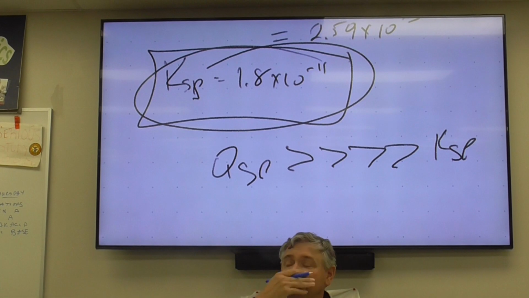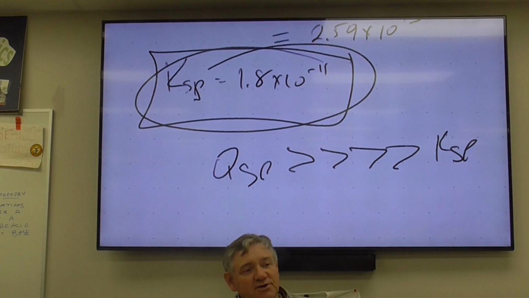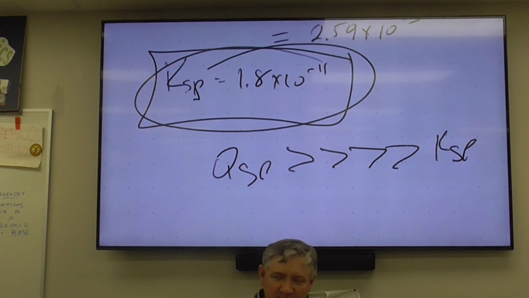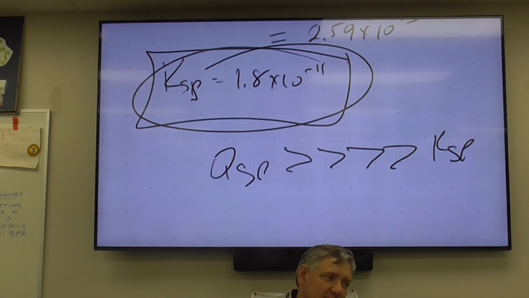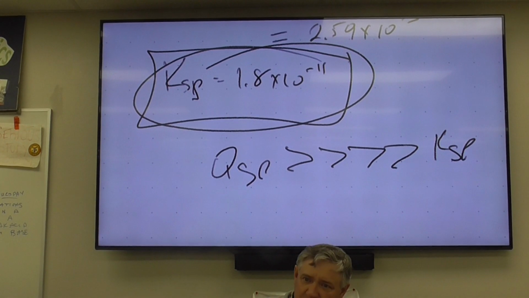So at this point, Mother Nature is going to make a precipitate because the Qsp is much, much, much bigger than the K. It's a lot. That's too many. So here's the general rule. If your Qsp is bigger than your Ksp by about a factor of 1,000, that's when you're going to get a visible precipitate.